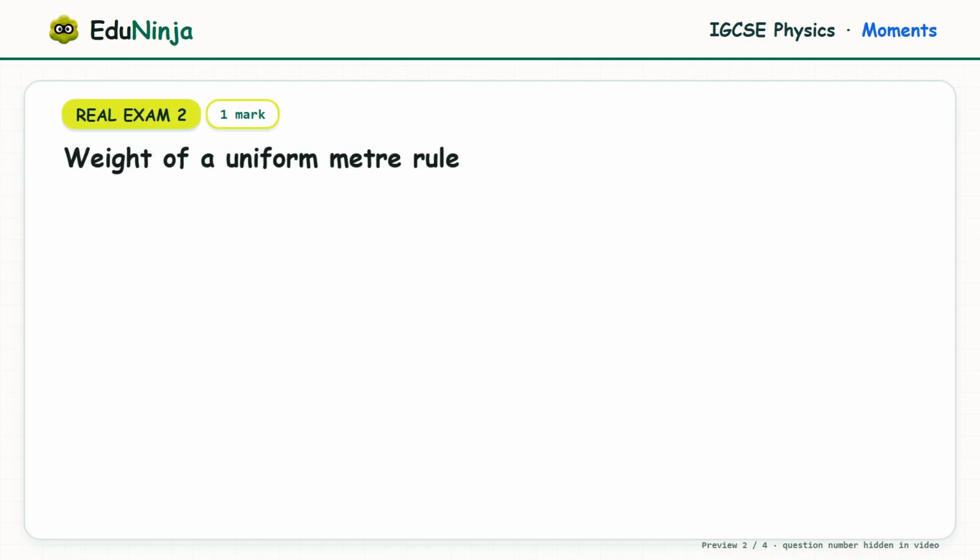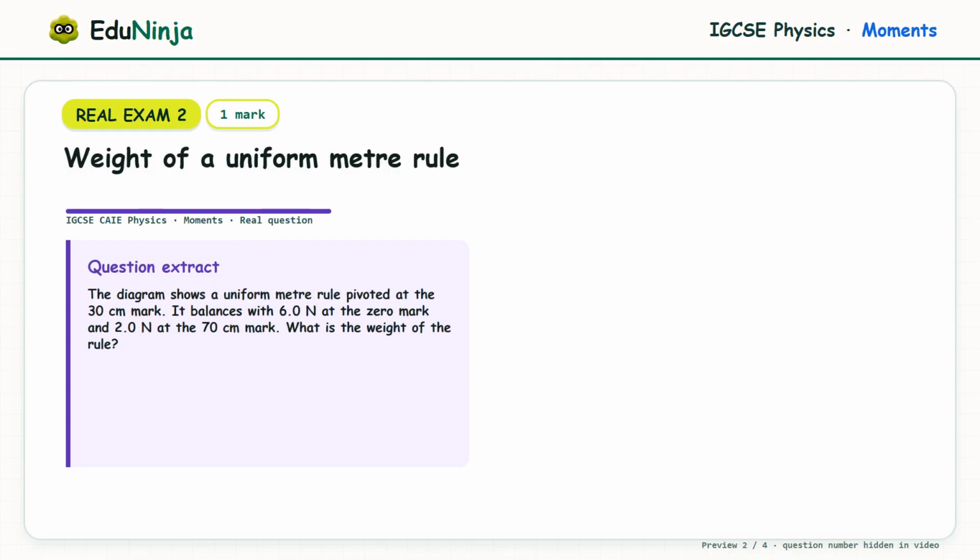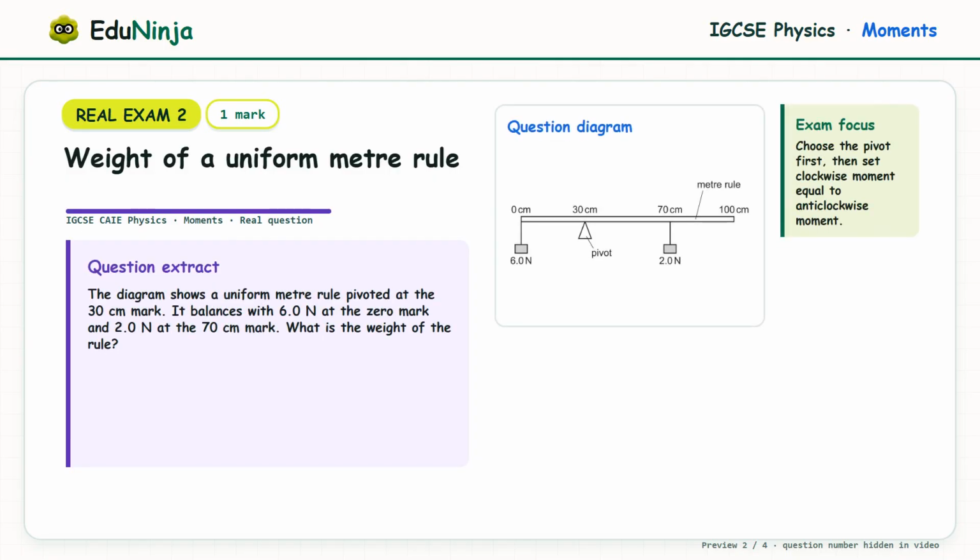Real exam 2. A uniform meter rule is pivoted at the 30 centimeter mark. 6 newtons hang at 0 centimeters and 2 newtons hang at 70 centimeters. What is the weight of the rule? Pause and choose your answer.